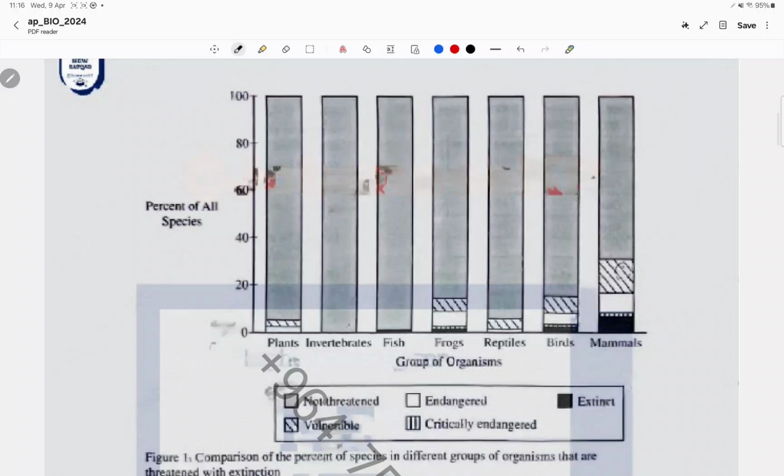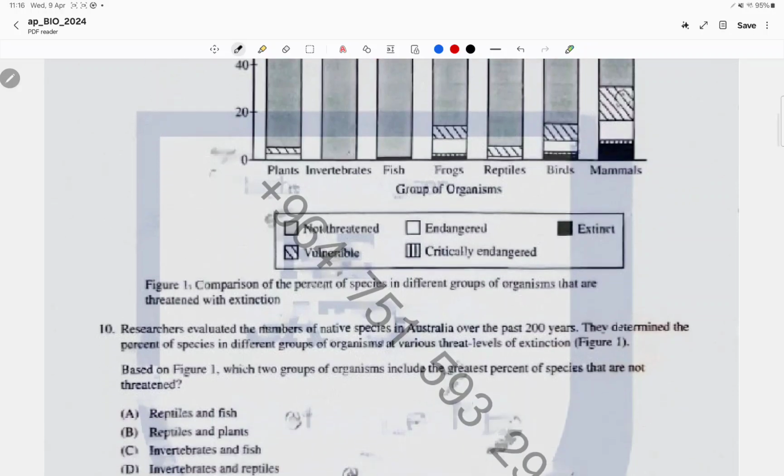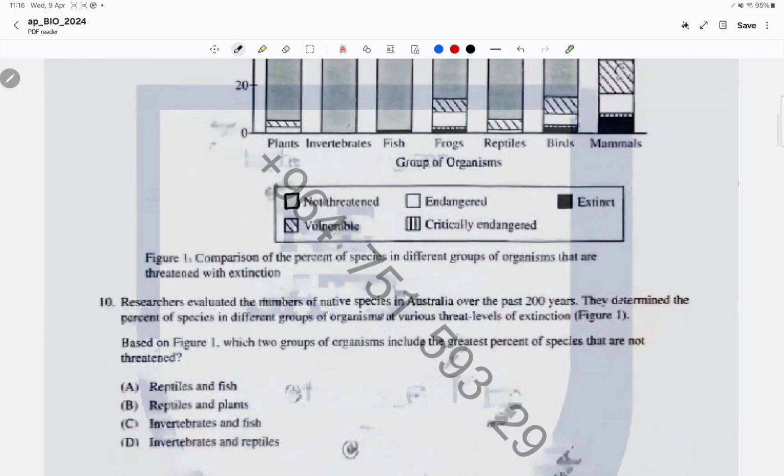Okay. So here we have a bar graph comparing the percent of species in different groups of organisms that are threatened with extinction. Researchers evaluated the numbers of native species in Australia over the past 200 years. They determined the percent of species in different groups of organisms at various threat levels of extinction. Based on figure 1, which two groups of organisms include the greatest percent of species that are not threatened? Not threatened, that means you have to have a gray bar, correct? A gray bar. Now, reptiles and fish.